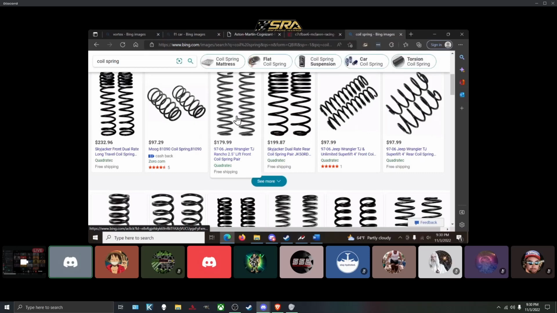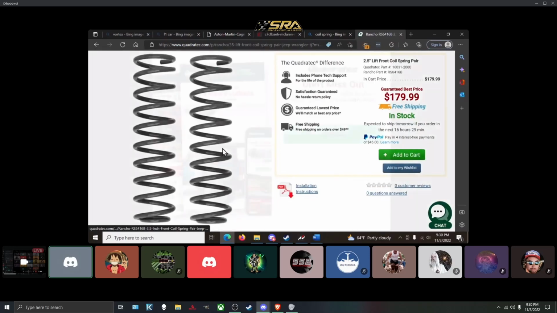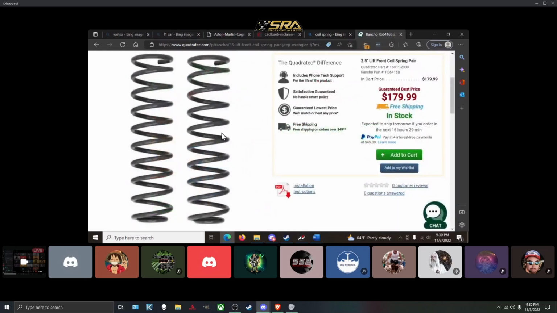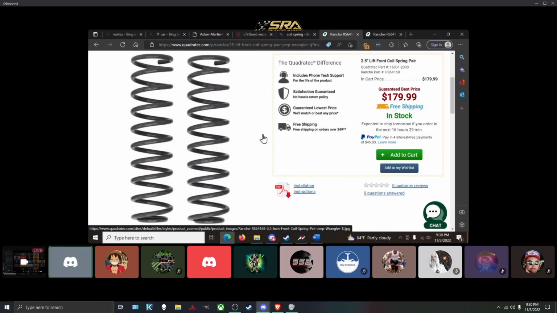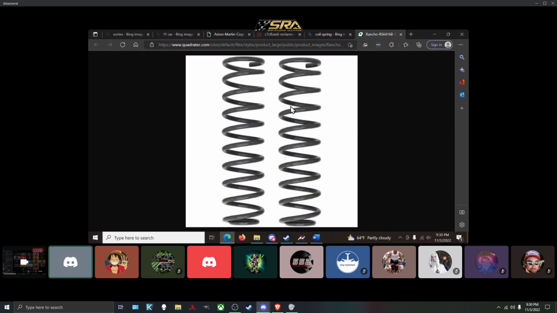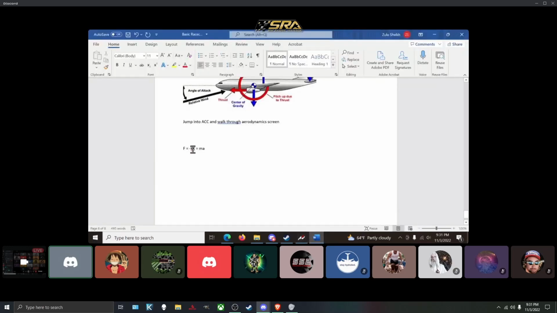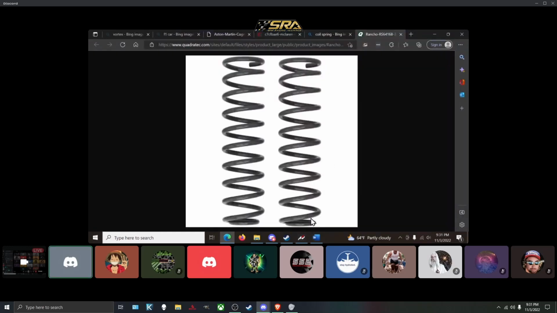Let's go to a coil spring like this, right? The spring has what's known as a spring constant. That's the K in this equation, okay? And that means for every millimeter that I compress the spring, that's kind of what you can think of as the reactive force.